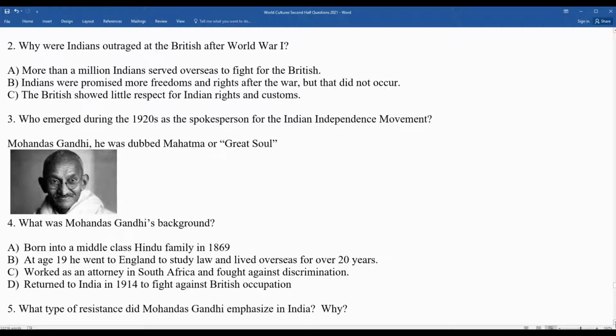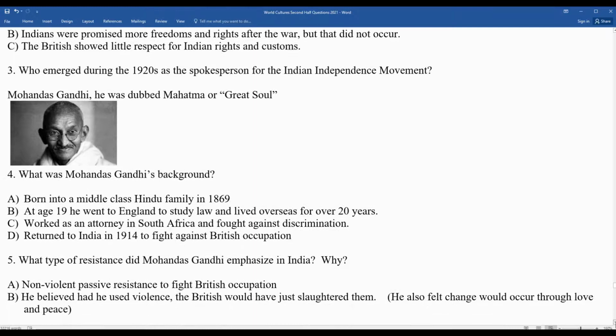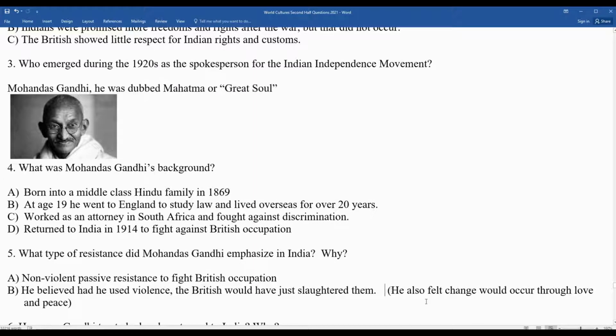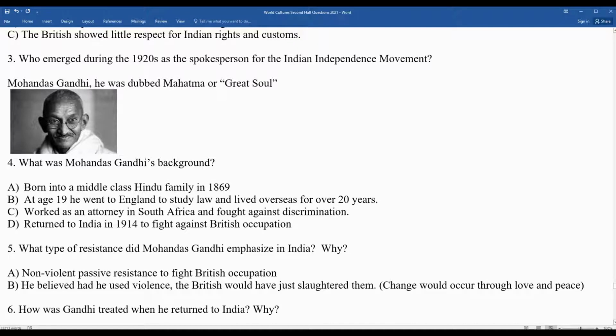Okay, five, what type of resistance did Gandhi emphasize in India? Why? Well, knowing the type of person that Gandhi was, he's synonymous with nonviolent peaceful protest. Okay, so nonviolent acts of resistance would be something that he would advocate for himself and also his followers. He believed had he used violence, the British would have responded with additional violence and maybe slaughtered him and his followers. And I have a little note here. Change would occur through love and peace. Kind of an idealistic goal and belief, but certainly one that he did follow.